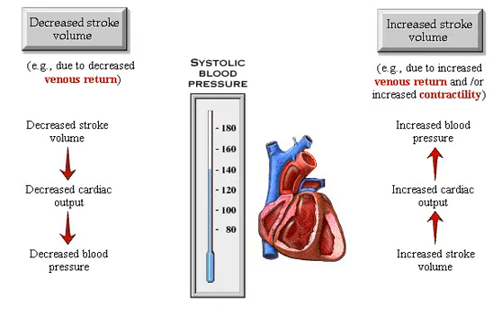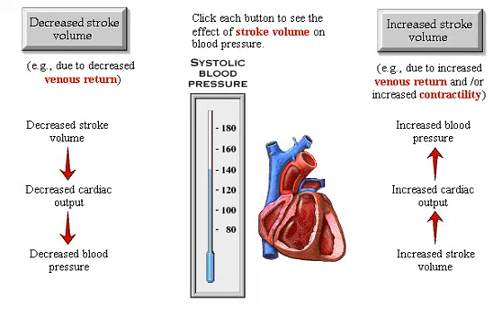On this screen, we will look at the effect of stroke volume on blood pressure. If less blood is ejected from the heart with each beat, then blood pressure will be lower because there will be less blood pressing against the vessel walls, and vice versa. Obviously, blood volume directly affects end diastolic volume and therefore stroke volume. Click each button to see the effect of stroke volume on blood pressure.